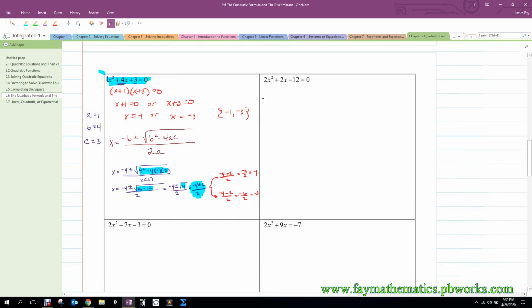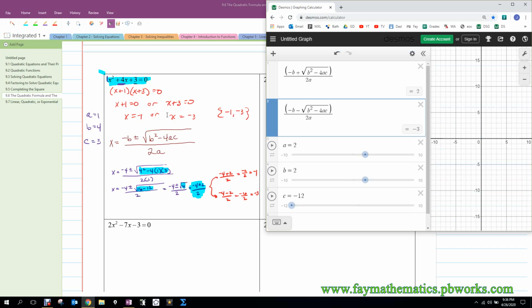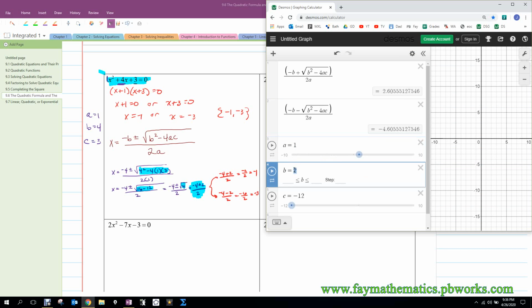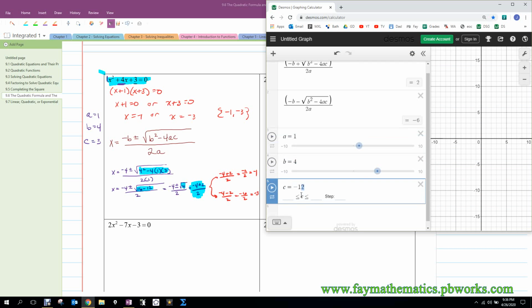Is that the same answer that we had up here? Okay. If I go back to Desmos, type in A to be 1, B was 4, and C was 3. Okay, 1, 4, positive 3. And we get the -1 and -3 as our answers.